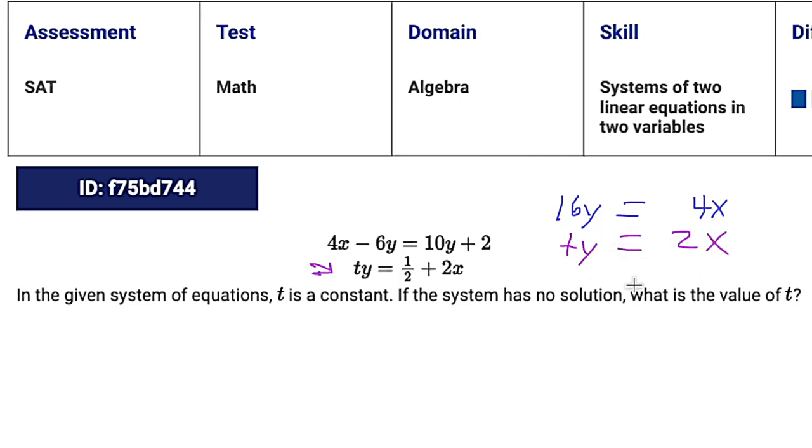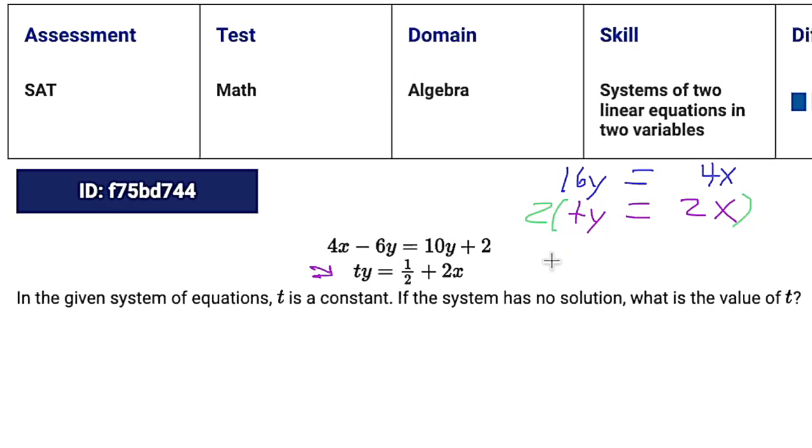All right. Now, remember what I said. They have to have the same coefficients. So right now, if we have 4x up here and 2x down here, how do we get the bottom to be 4x? We just multiply the whole equation by 2. So then we get 2ty equals 4x. All right. And remember what I said, they have to be the same coefficients. So the 4s are matched up.